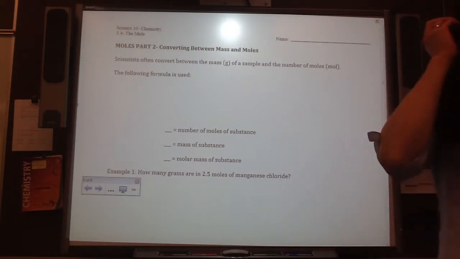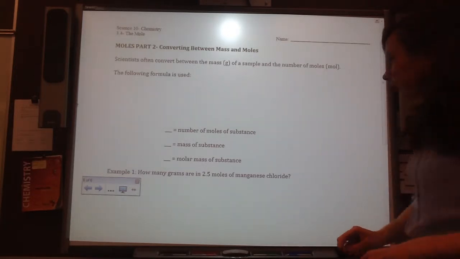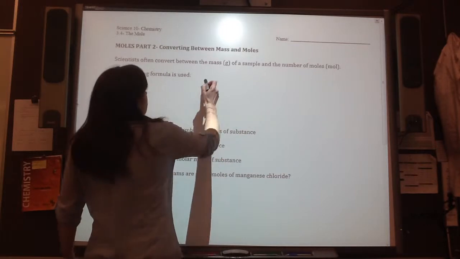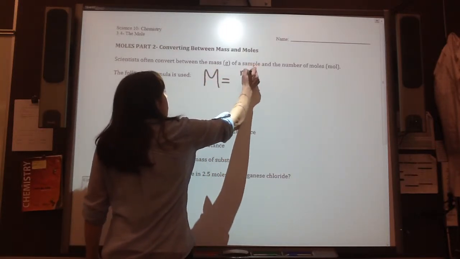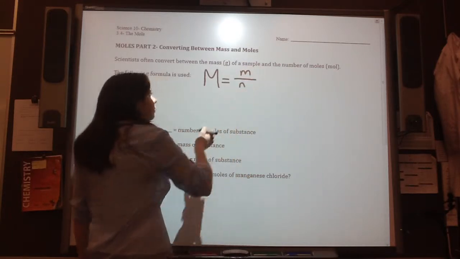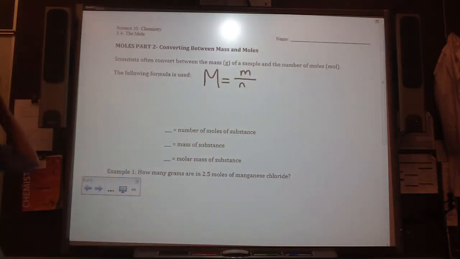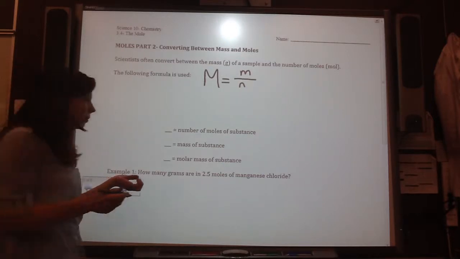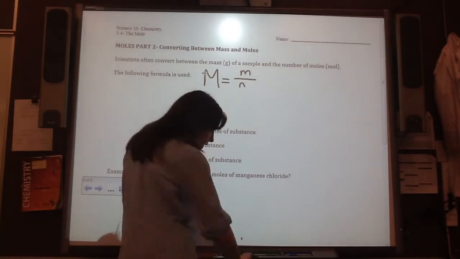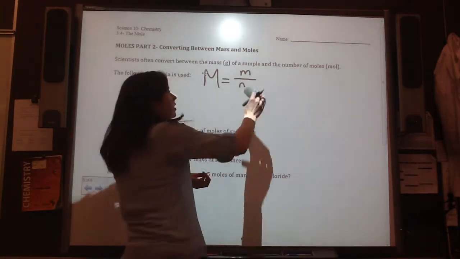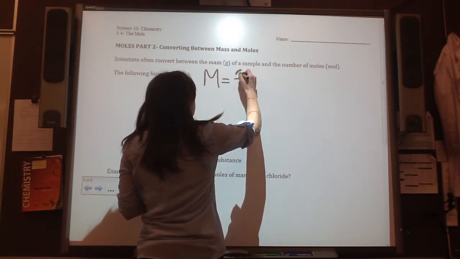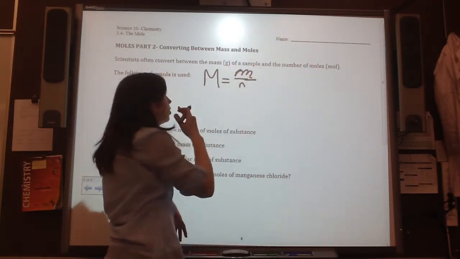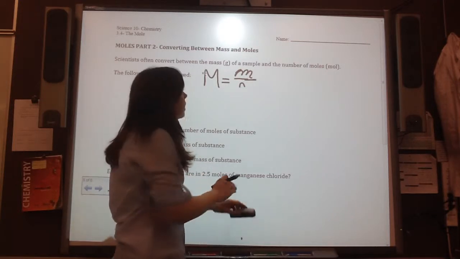So the following formula is used in order to do this. Big M is equal to little m divided by n. Now if you want to, you could write your little m as kind of like a cursive m so that you can see the difference. If you can't see the difference between your big M and your little m, you need to do something like write a cursive m, just to make it look a little different.